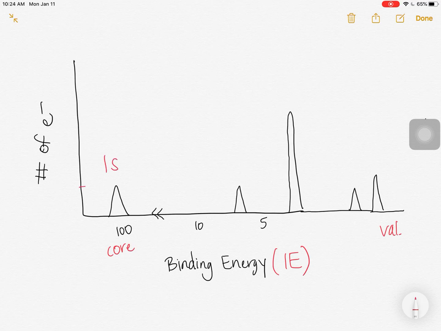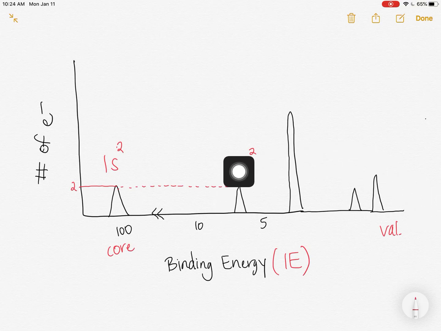And what I'm going to say is that, assuming that this continues, which it surely does, that 1s orbital is going to have 2 electrons in it. So this part of the graph must mean 2 electrons. So that's the 1s with 2 electrons in it. Then I notice that my energy decreases by quite a bit. So the next orbital I would encounter would be the 2s. Notice it's the same height as the 1s, corresponding also to 2 electrons.